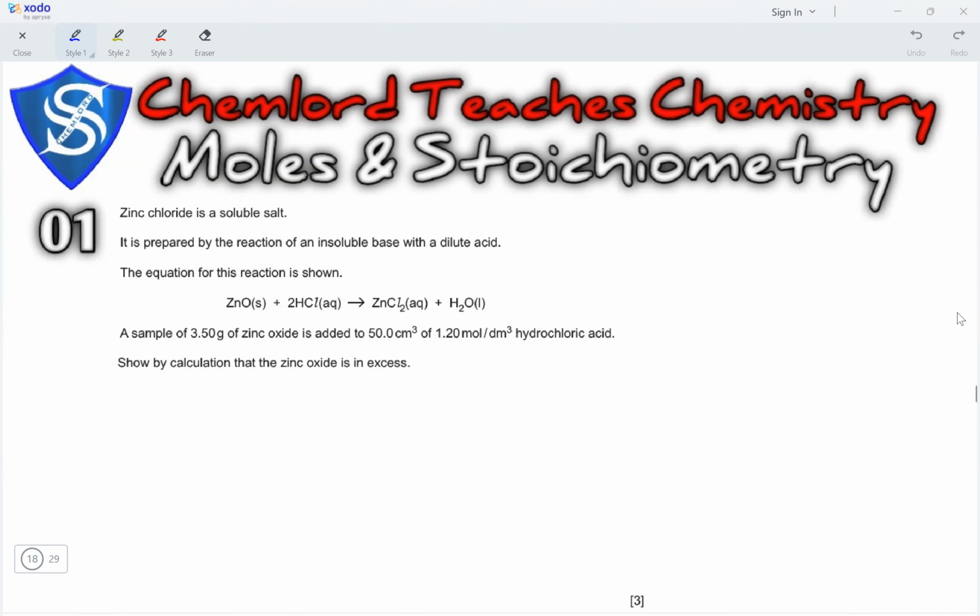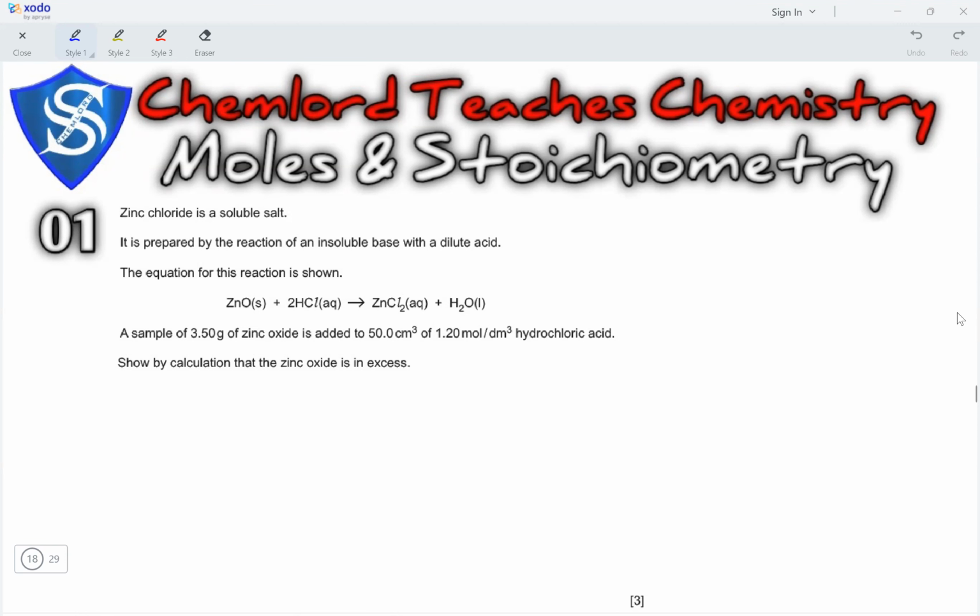The equation for this reaction is shown, and the equation says that zinc oxide reacts with HCl to produce zinc chloride and water. A sample of 3.50 grams of zinc oxide is added to 50 cm cube of 1.2 mole per dm cube hydrochloric acid. Show by calculation that zinc oxide is in excess.